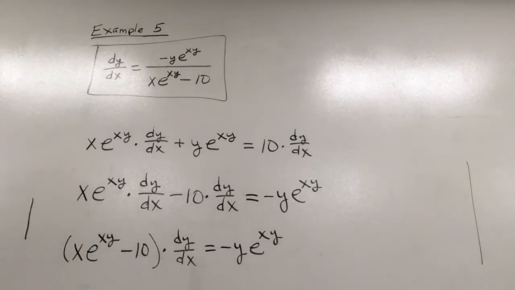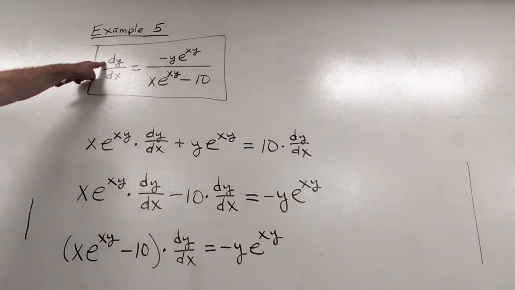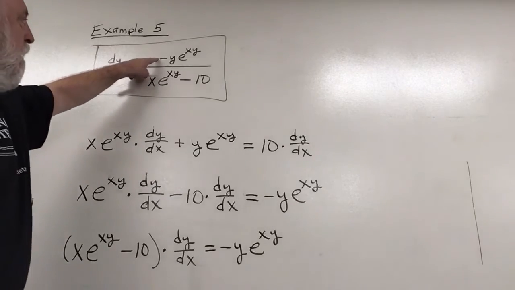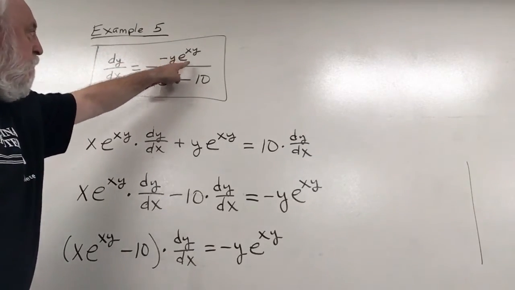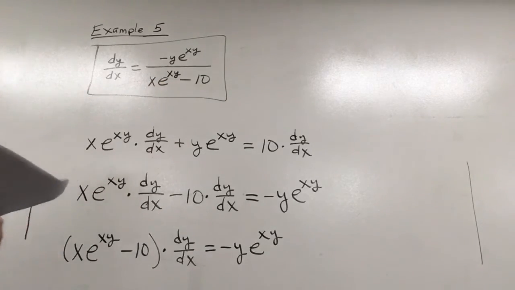And that's our derivative, okay? dy over dx, the derivative of y with respect to the independent variable x, is equal to minus y times e to the xy over x times e to the xy minus 10. And we're done.